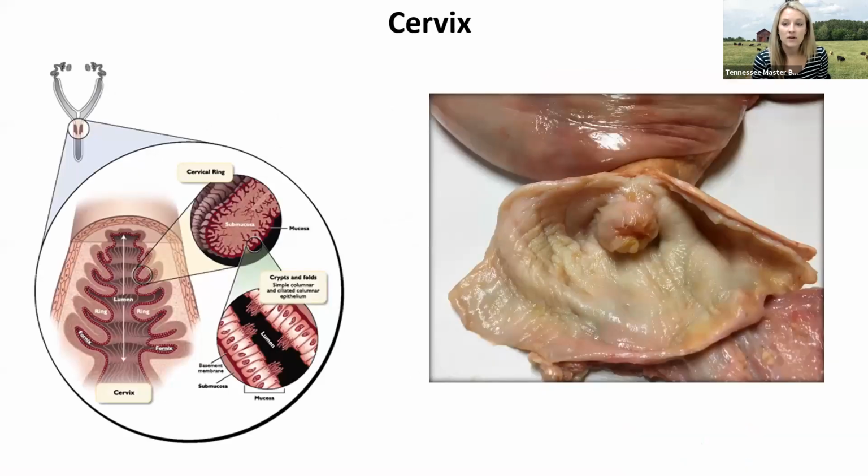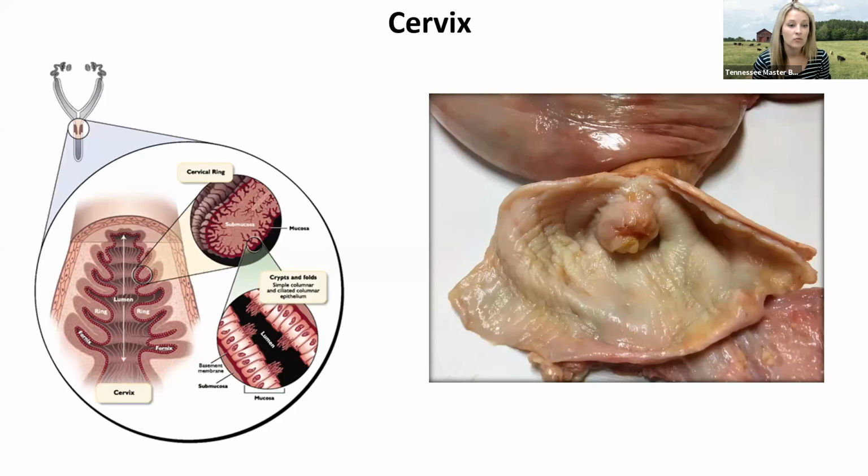So the cervix functions as the last line of defense before the uterus. And because of this, when a cow is not in heat, the cervix is really tightly closed and produces a very dense mucus. But when a cow is in heat, the cervix will loosen and produce more viscous mucus to help promote sperm transportation to be able to get fertilization and a calf.